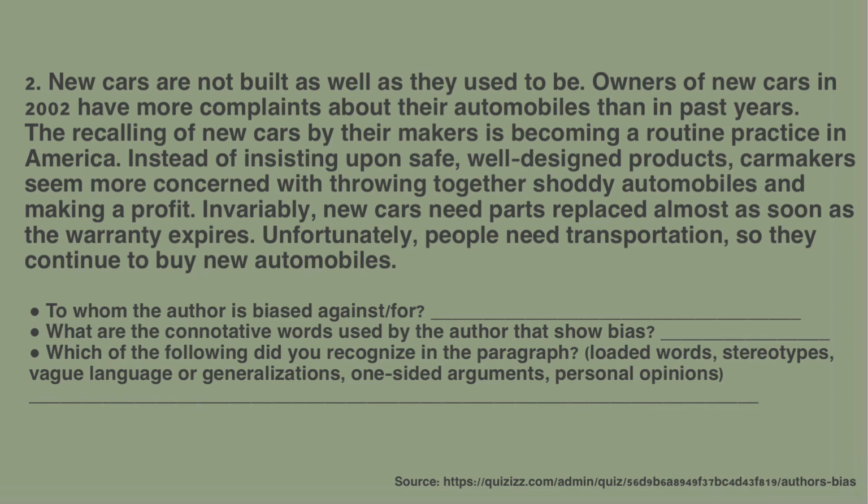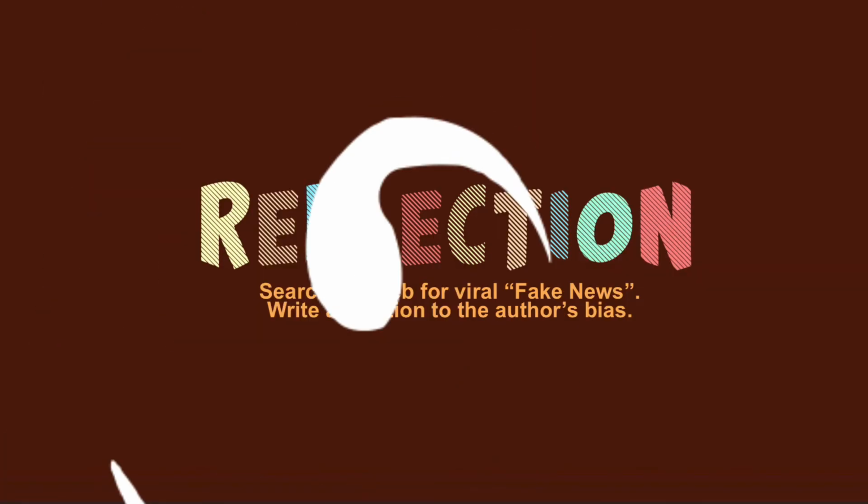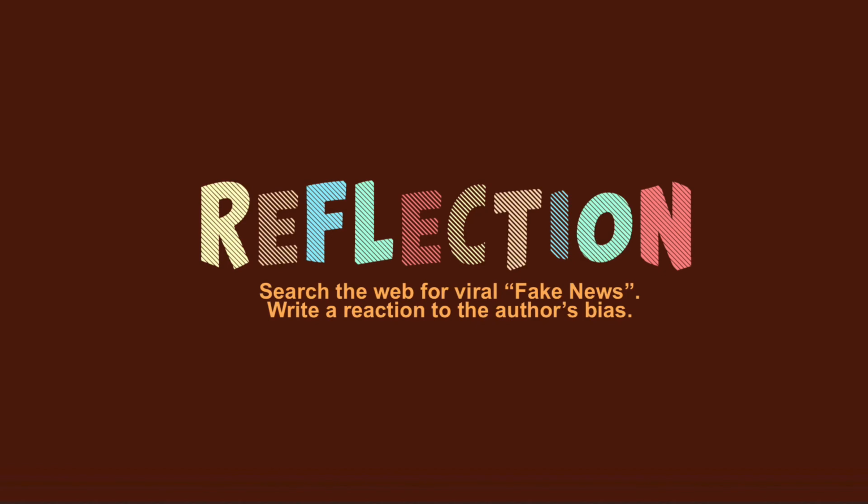To whom is the author biased against or for? What are the connotative words used by the author that show bias? Which of the following did you recognize in the paragraph? Loaded words, stereotypes, vague language or generalization, one-sided arguments, or personal opinions? For reflection, I want you to search the web for viral fake news. Write a reaction to the author's bias.